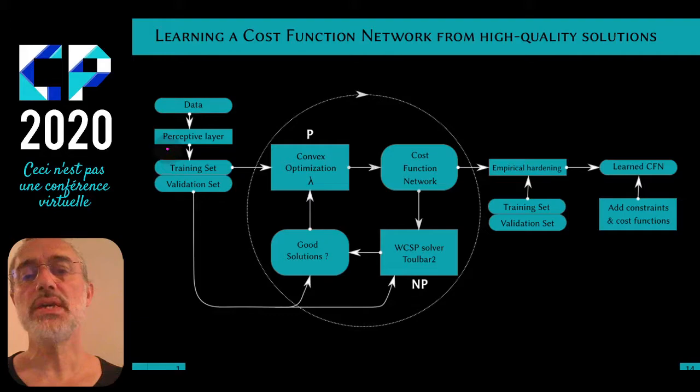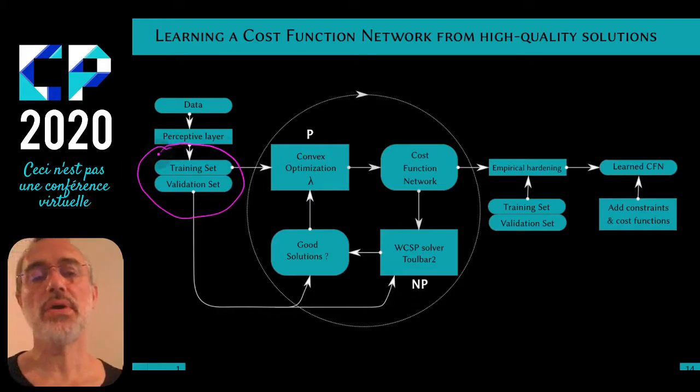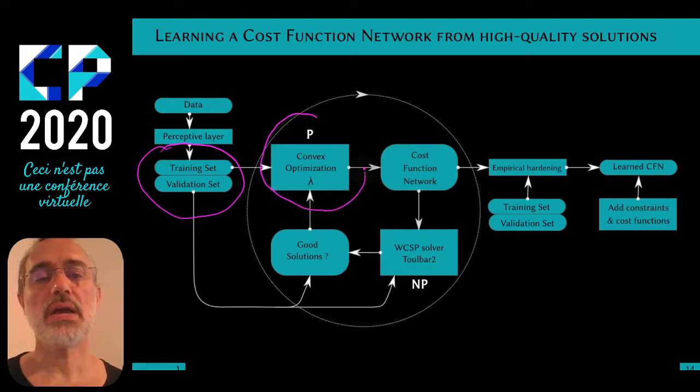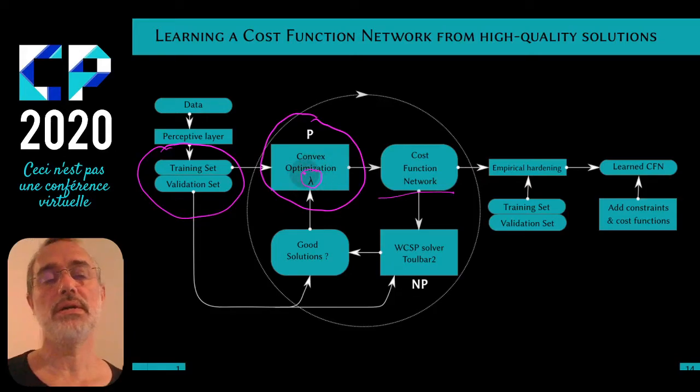So we essentially start from a training and validation set of high-quality solutions, and we leverage a recent scalable convex optimization algorithm from probabilistic graphical models to learn cost-function networks. And this algorithm is scalable, but it requires setting a hyperparameter lambda, and to tune this hyperparameter, we use the validation set. We take the cost function which has been learned by the convex optimization algorithm, and we use solutions from the validation set and a WCSP solver to check if the cost function network is able to produce good solutions in the sense of the validation set.